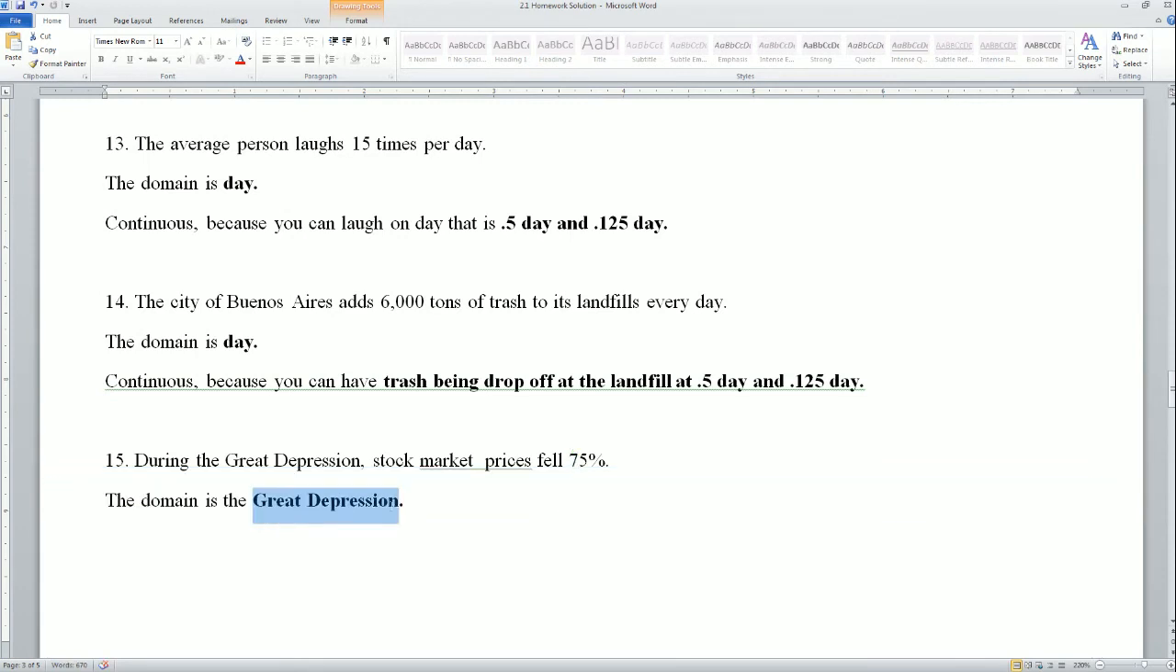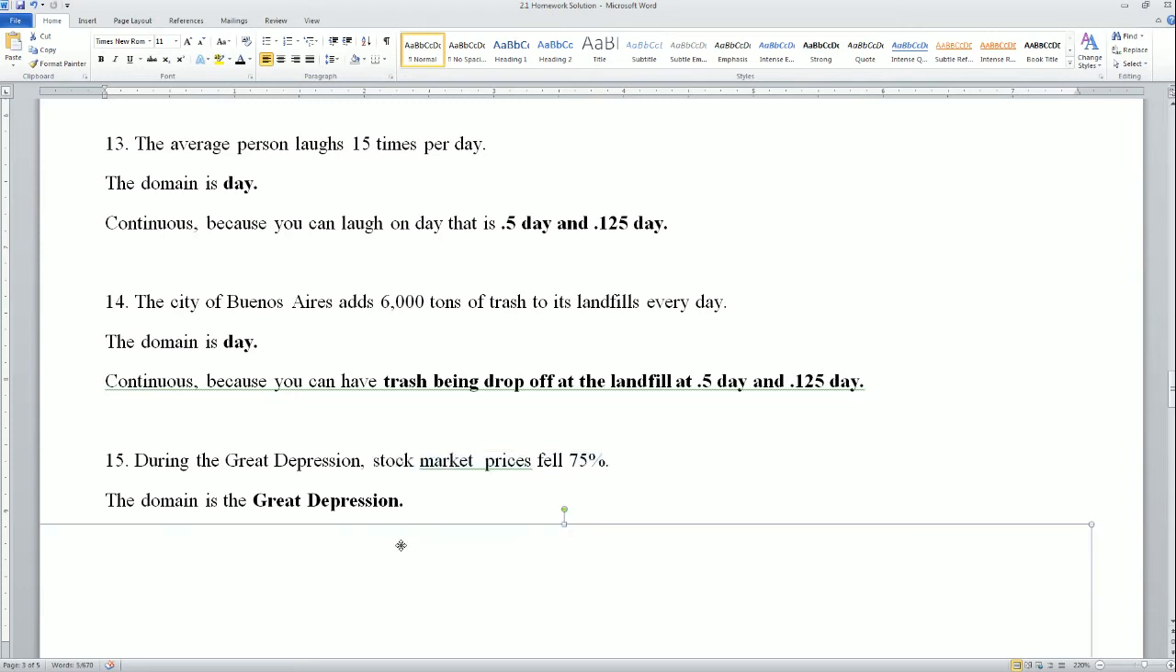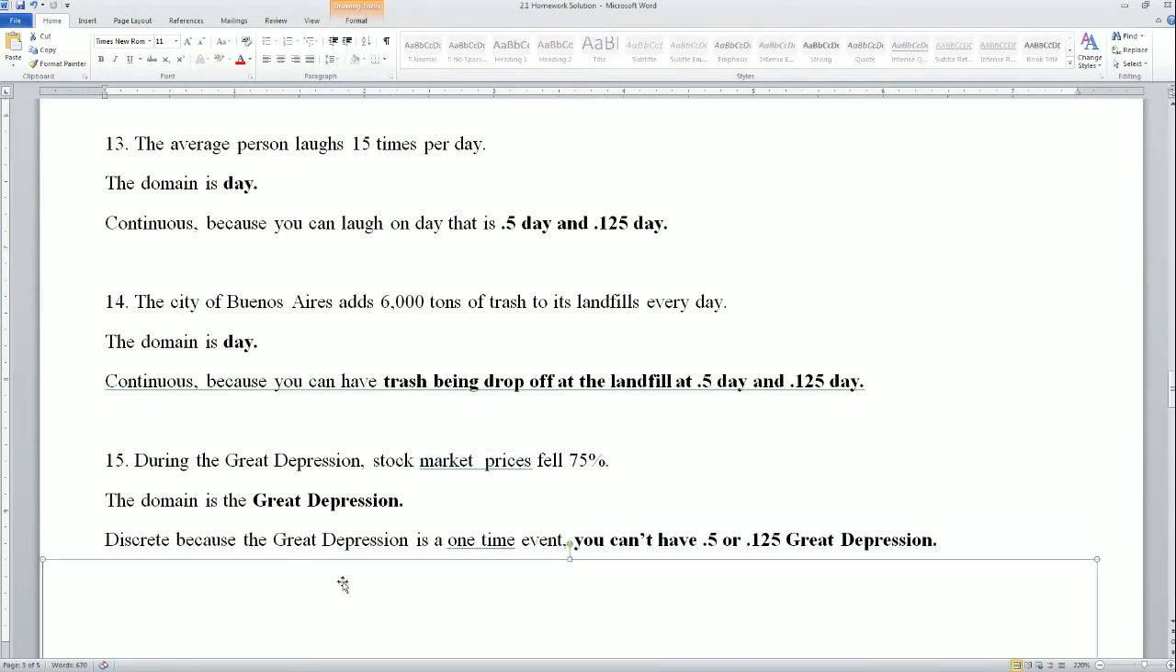Okay. Next, during the Great Depression, the stock market fell 75%. The domain here is the Great Depression. The Great Depression is a singular event, and what happens as a result is the market price fell by 75%. We would consider this discrete because the Great Depression is a one-time event. You cannot have 0.5 of a Great Depression or 0.125 of a Great Depression.